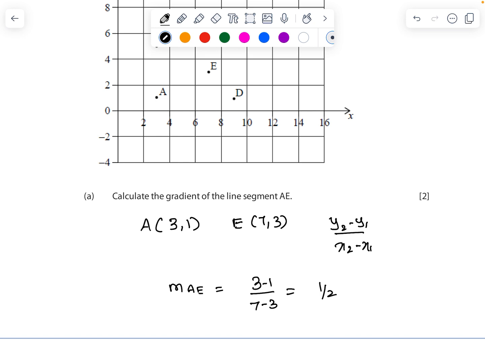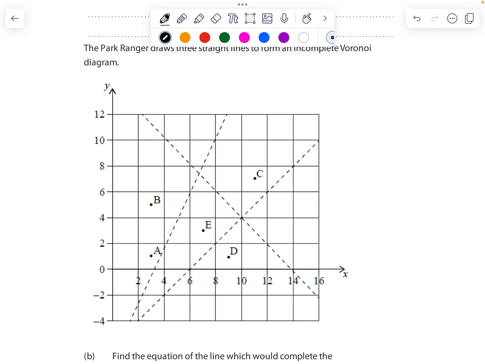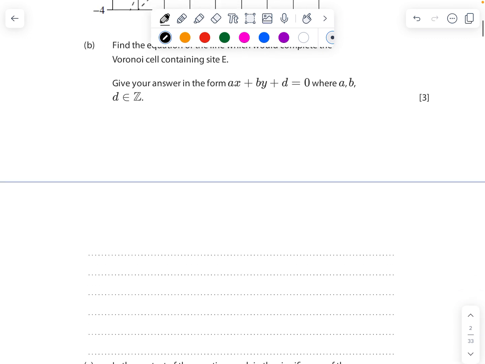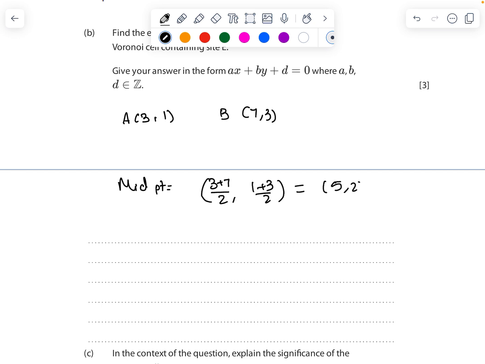Next, a park ranger draws 3 straight lines to form an incomplete Voronoi diagram. Then find the equation of a line that would complete the Voronoi cell of site E. He has given A as (3, 1) and E as (7, 3). So I'm going to find the midpoint, which is (3 plus 7)/2, (1 plus 3)/2, which is going to be (5, 2).